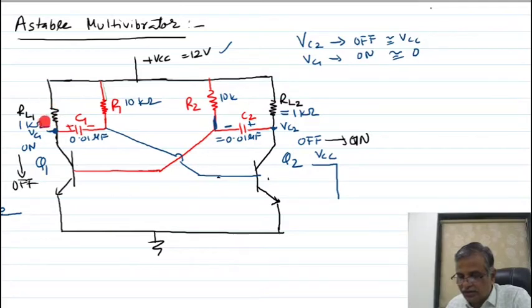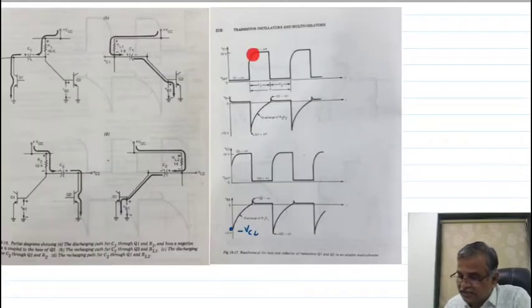Due to some voltage drop across RL1 while the capacitor is charging, we will get VC1 voltage slightly less than VCC, but within a short time you will get VCC again. So this transistor remains in an off condition depending upon the discharging of capacitor C2 through R2 and Q2. This is what I have shown as the charging. This is your discharging path of C2. This is your discharge of C1. This is your charge.